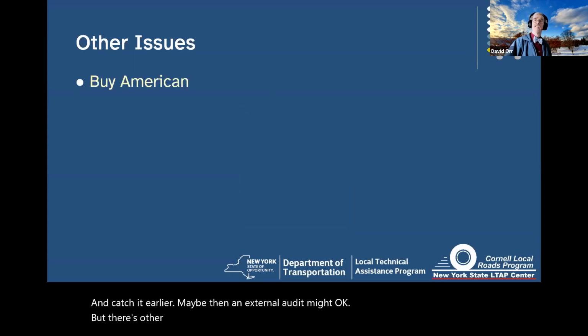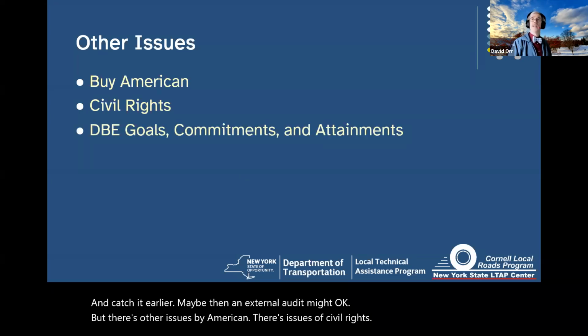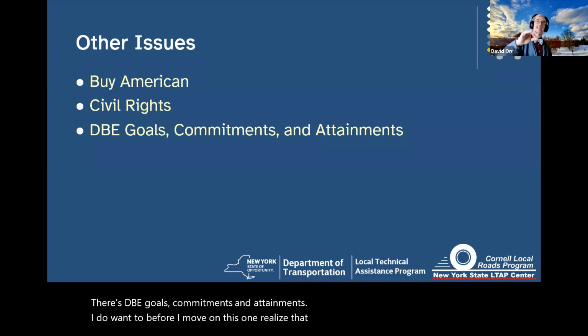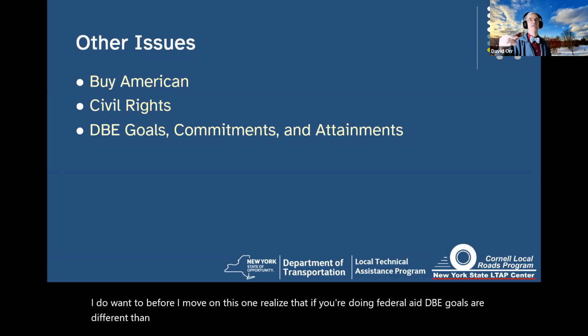There's Buy American. There's issues of civil rights. There's DBE goals, commitments, and attainments. I do want to, before I move on from this one, realize that if you're doing federal aid, DBE goals are different than the WMBE goals of the state process. They're not the same and they don't overlap.